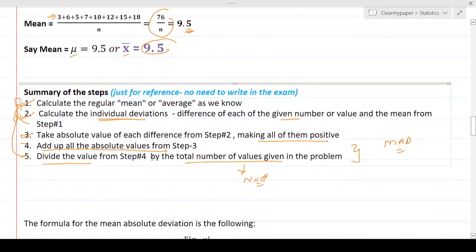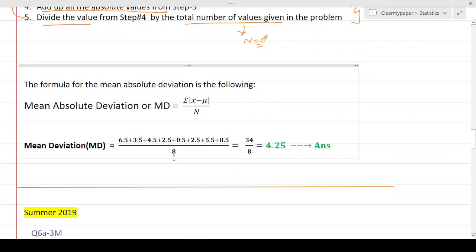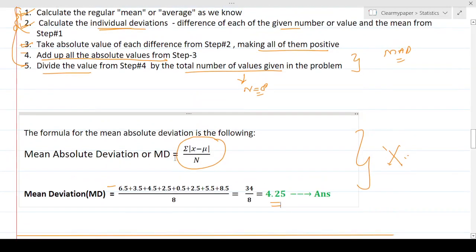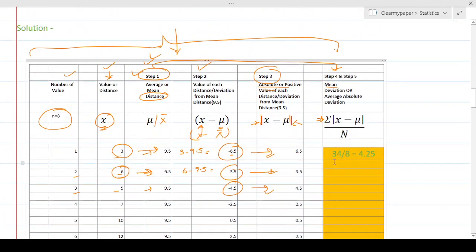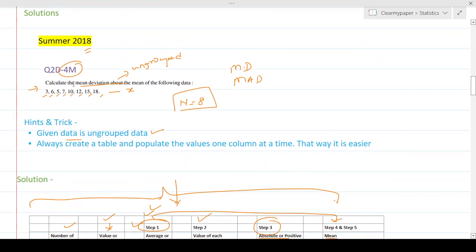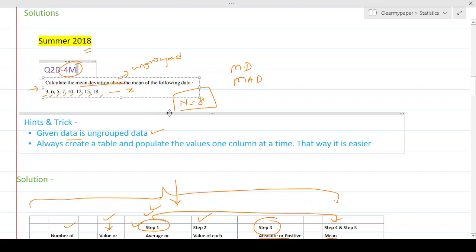And I have also written down the same answer over here. If you see here, I've just put the formula which I just explained, and I've written the numbers individually as a step. This step you need to put in the exam to get the marks, so make sure this step is important. And then you get 34 by 8, 4.25 is the final answer, just like how I put it over here. That's what it is. So that's how you need to calculate the mean deviation about the mean for ungrouped data.